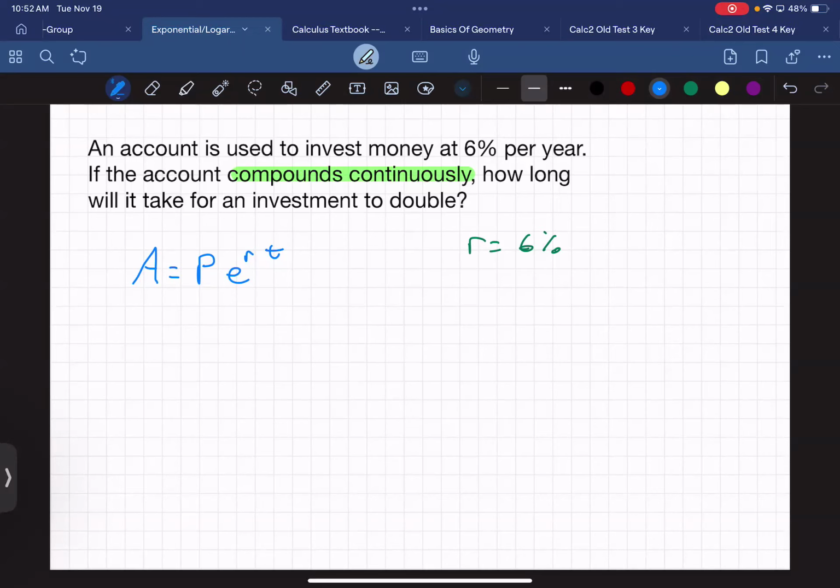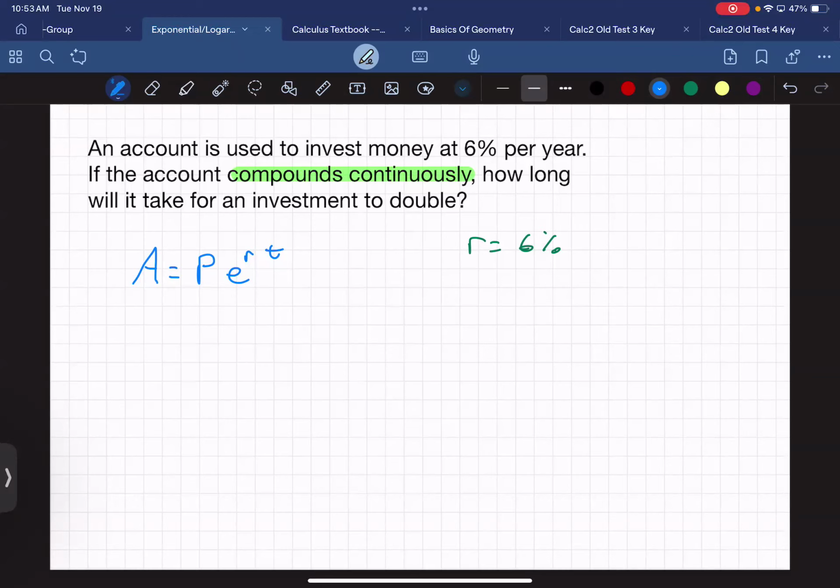Now, did I give you enough information? The answer is yes, but it doesn't seem like it, right? Because what did I not give us that probably would have been helpful? I didn't give you how much is being invested, right? But what did I tell you we're interested in? How long it takes it to do what? To double, right? Now, what does it mean to double? Mathematically, if it doubles, we did what?